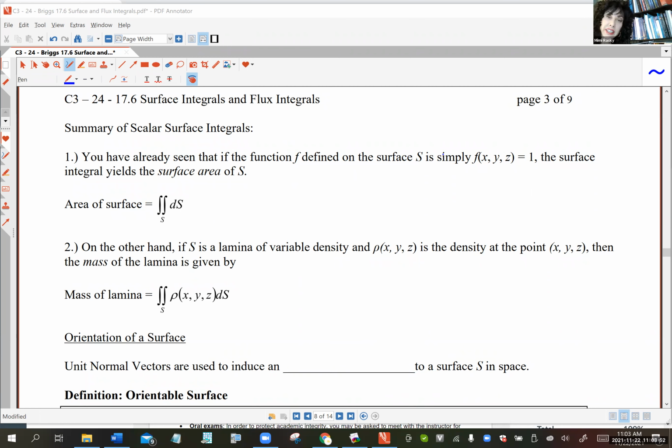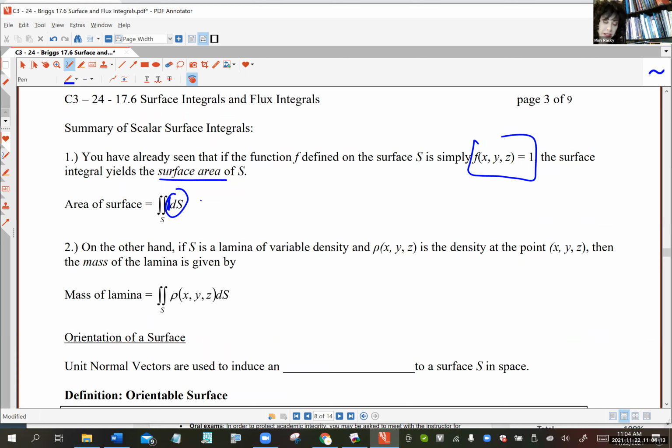You've already seen that if you've got a function f defined on the surface, and let's say the function is just a 1, then the surface integral, so there's a 1 right here, is just going to give you the area of a surface. It's a baby surface integral. Don't forget that dS does involve that yucky looking surface area element with a big old radical.